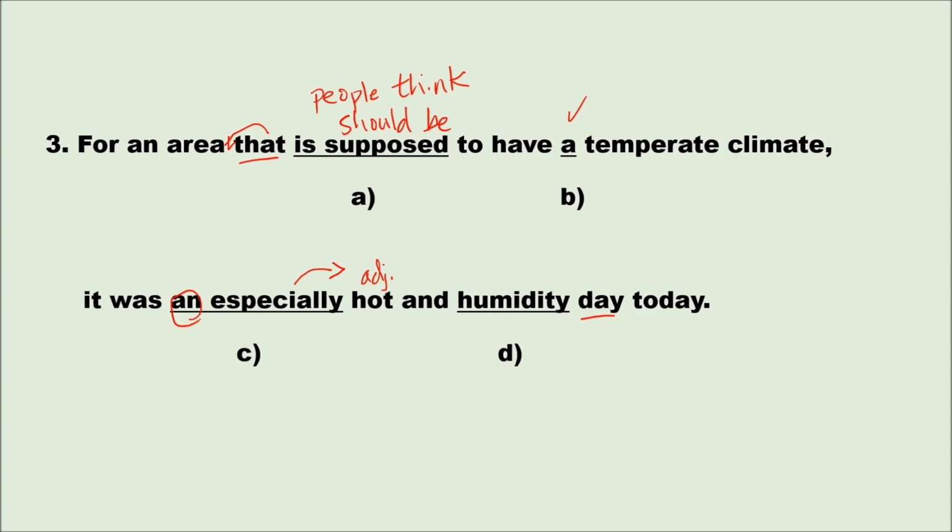Finally, we have humidity. Humidity is a noun. Day is also a noun. This is awkward. We cannot put a noun before a noun like this. Humidity should be an adjective. What is the adjective for humidity? Humid. Number 3 should be: For an area that is supposed to have a temperate climate, it was an especially hot and humid day today.